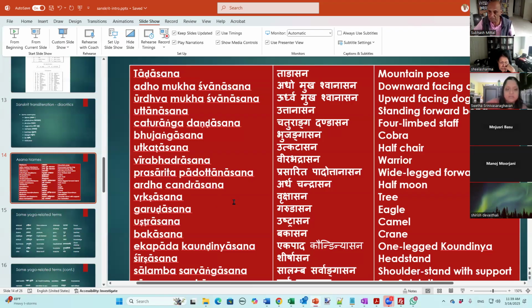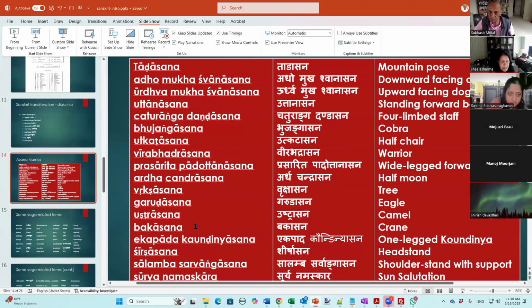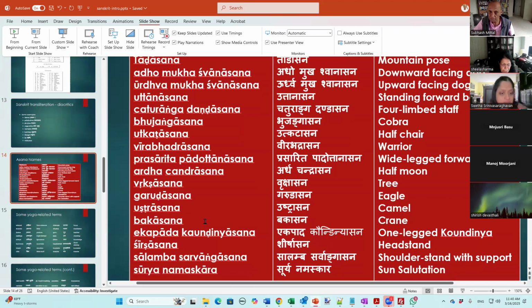Ardha Chandrasana. And this is Vrikshasana. This is a ri sound. There's a dot under R, which makes it Vrikshasana. And this is Garudasana, eagle. Camel is called Ushtrasana. Ushtrasana. Yes. And crane is called Bakasana.